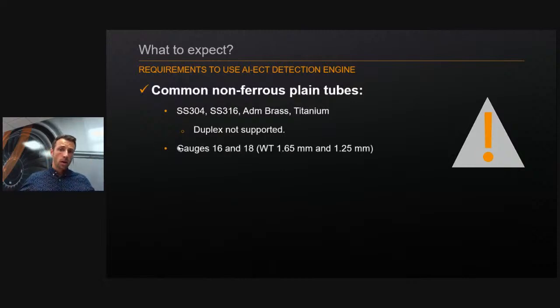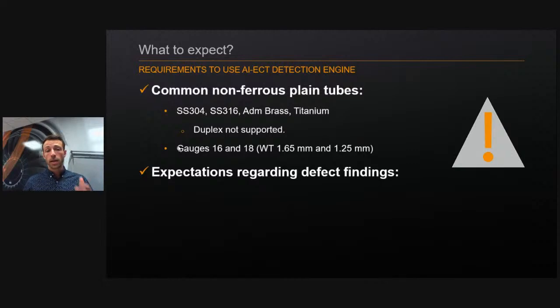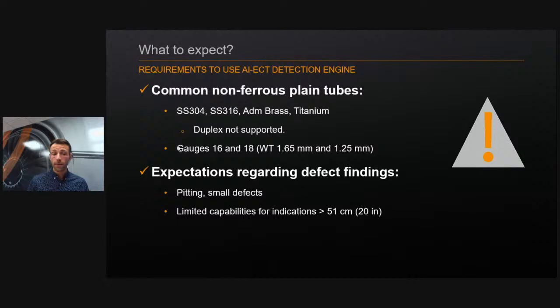Most, again, variety of wall thicknesses, but the ones we've seen the most are gauges 16 and 18. I'm talking about wall thicknesses of 1.65 millimeter and 1.25 millimeter. What about the defect findings? So we can see small pitting, small defects. One that speaks to larger erosion, larger indications that are greater than 51 centimeters or 20 inches, the engine has a harder time picking them up.